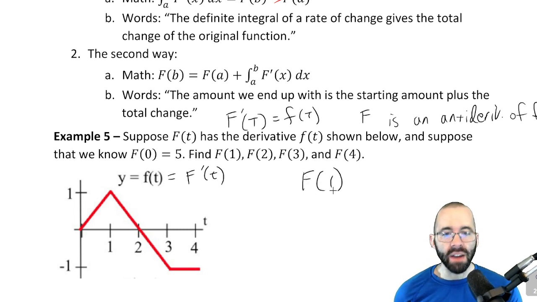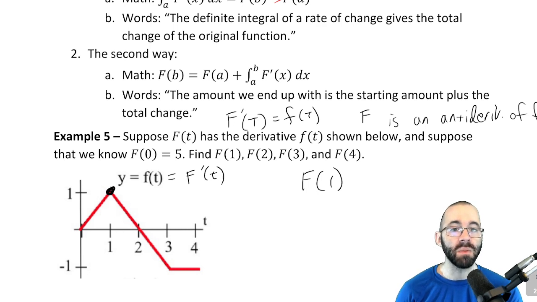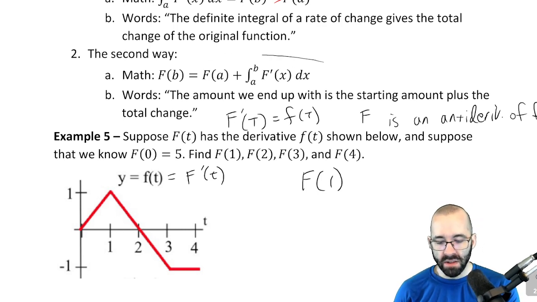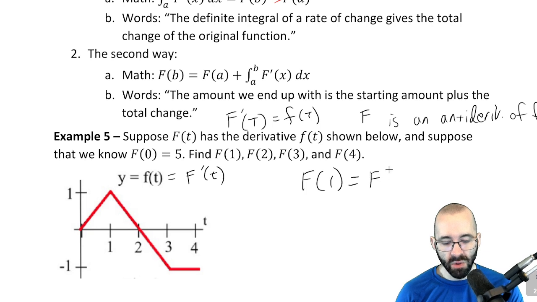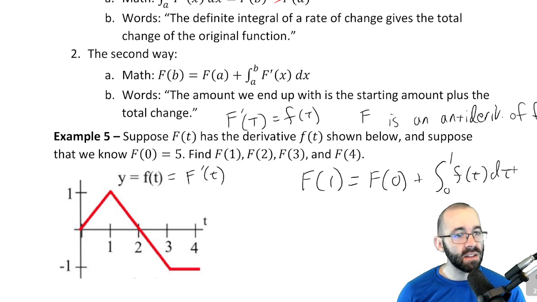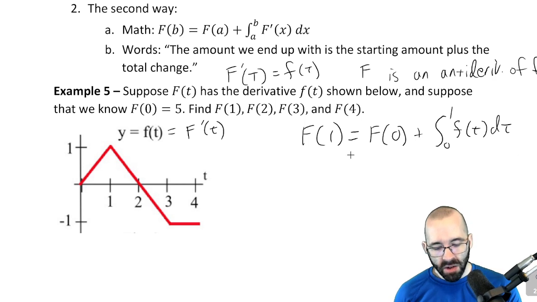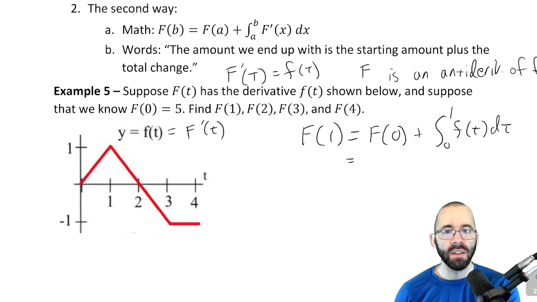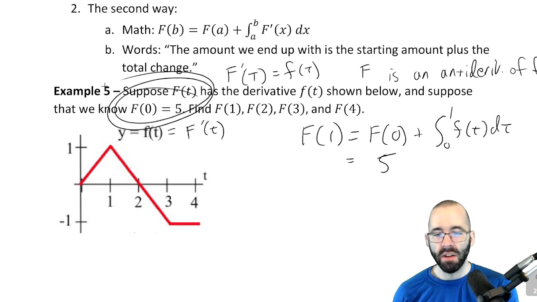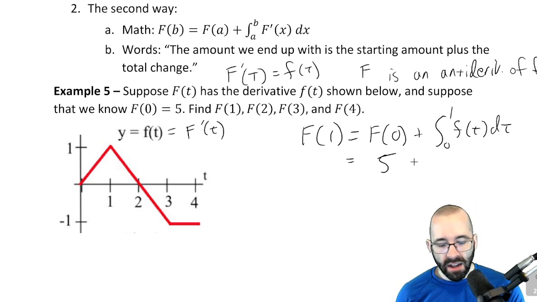Well, we can use this theorem to find what F of 1 is. Again, this value right here is just little f of 1. That's not what we're asked. We're asked, what is big F of 1? According to the fundamental theorem of calculus, the value of F at 1 is just the value of where we started, plus the integral from 0 to 1 of the derivative. And again, our variables are t, so we're writing dt instead of dx. And F of 0, we know. We were told F of 0 is 5. And the integral, we can find that out.